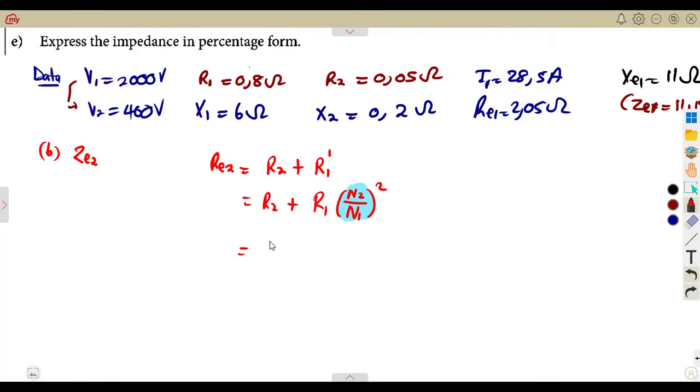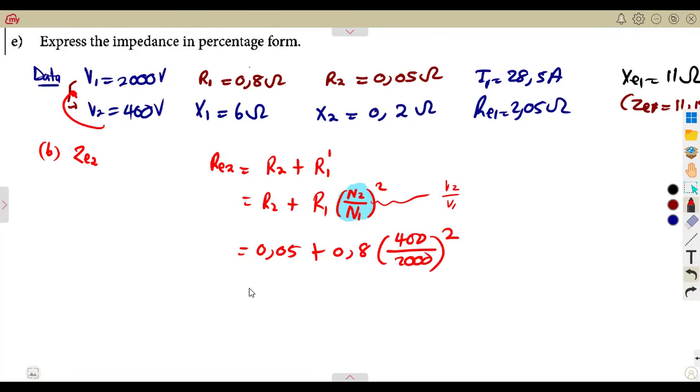So this will be our R2, 0,05 plus R1, which is 0,8 into now V2 over V1 this time, 400 over 2,000 to the power of 2. So that's it. Just combine everything. This was going to give us 0,082 ohms. That is our equivalent resistance.